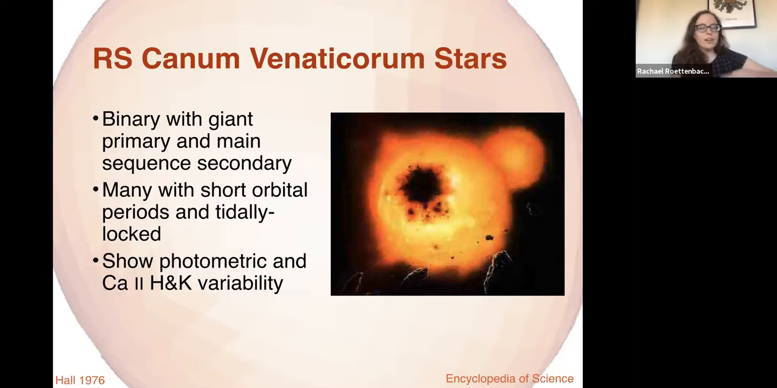They're tidally locked, so the companion is in a very close orbit with the primary star. They have rotation periods and orbital periods of about 2 to 3 weeks. So they're really quite extreme systems.